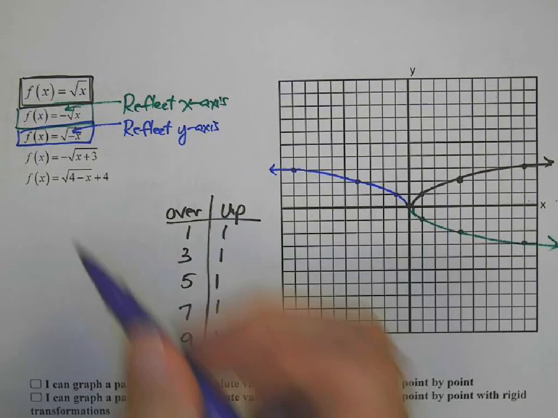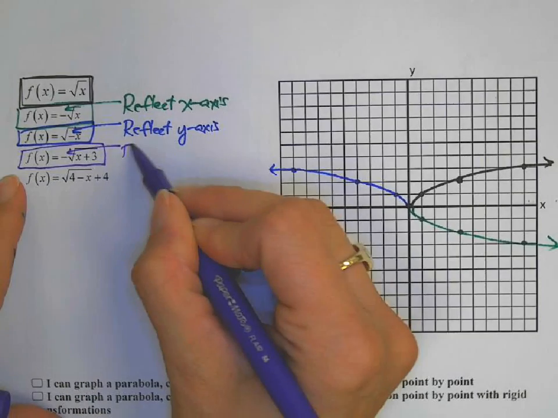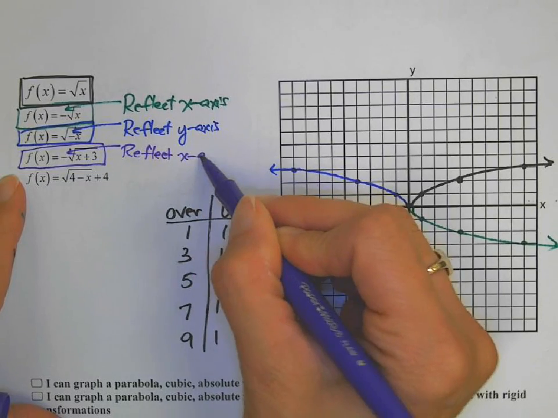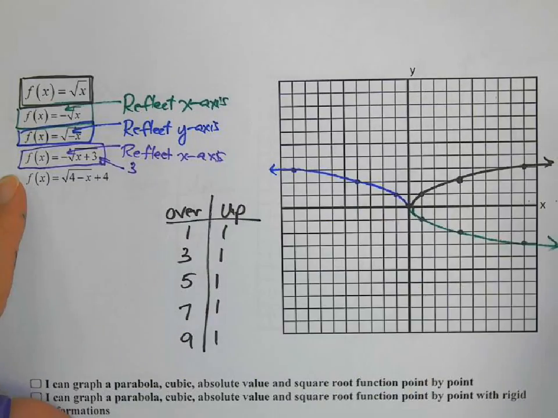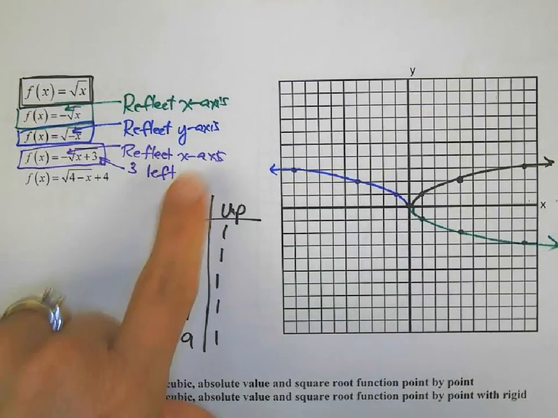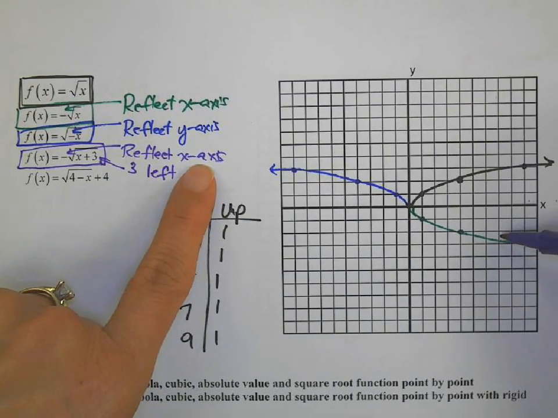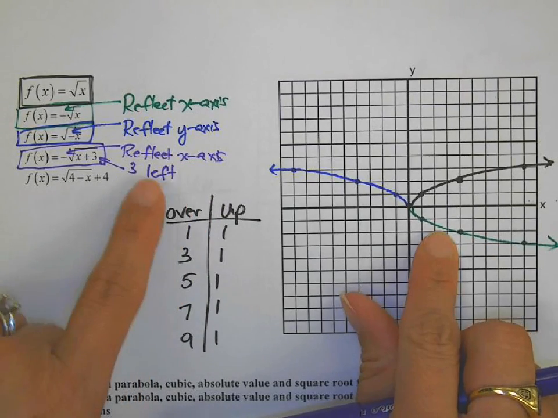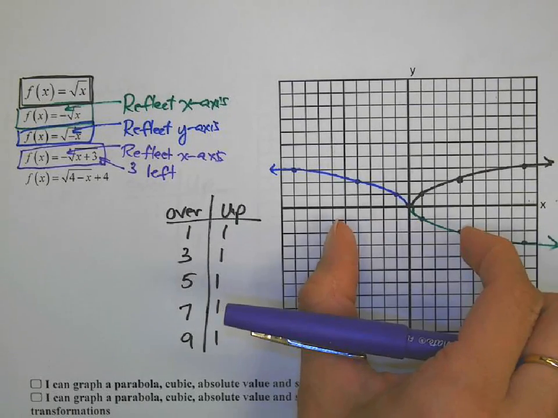Oh, we've got one here that has 2 transformations. A negative outside means that we have to reflect over the x-axis. And this 3 inside means we need to go 3 to the left. Okay, reflect over x-axis is going to look like my green one. But then I also have to make sure that he gets shifted 3 to the left. So take this green one and go 1, 2, 3 to the left.